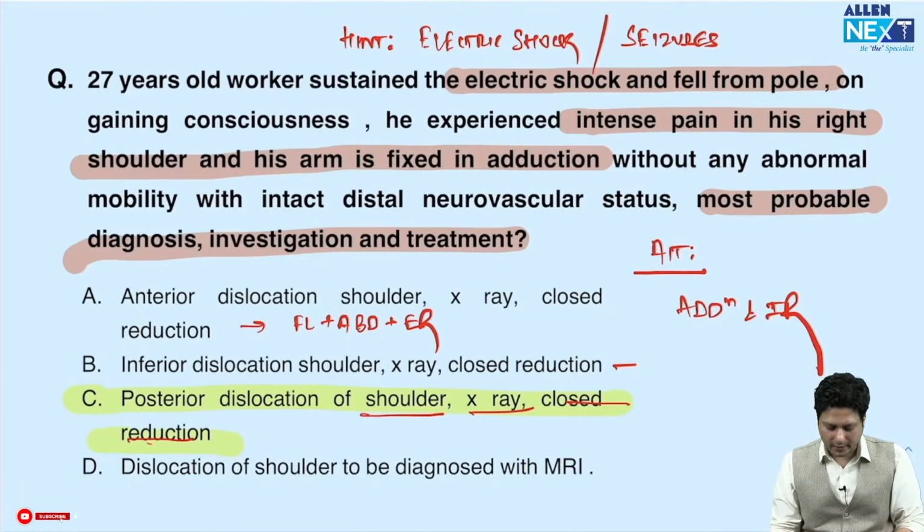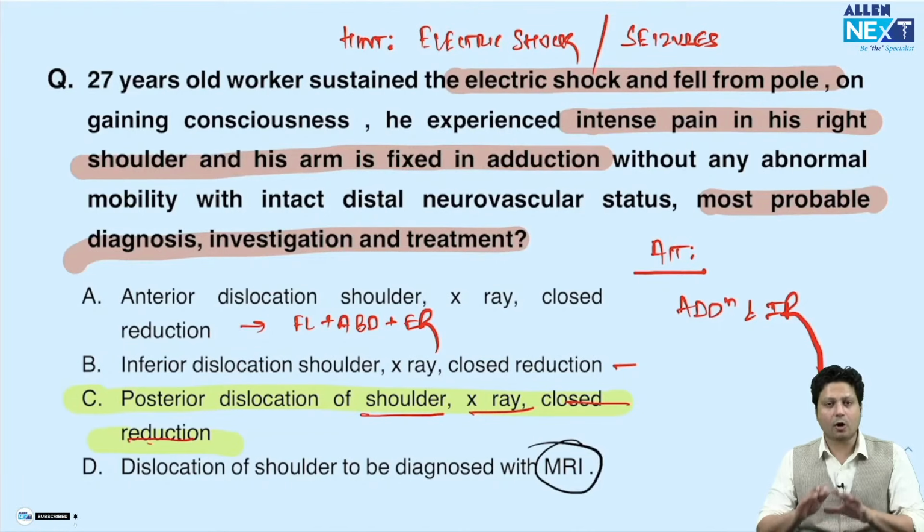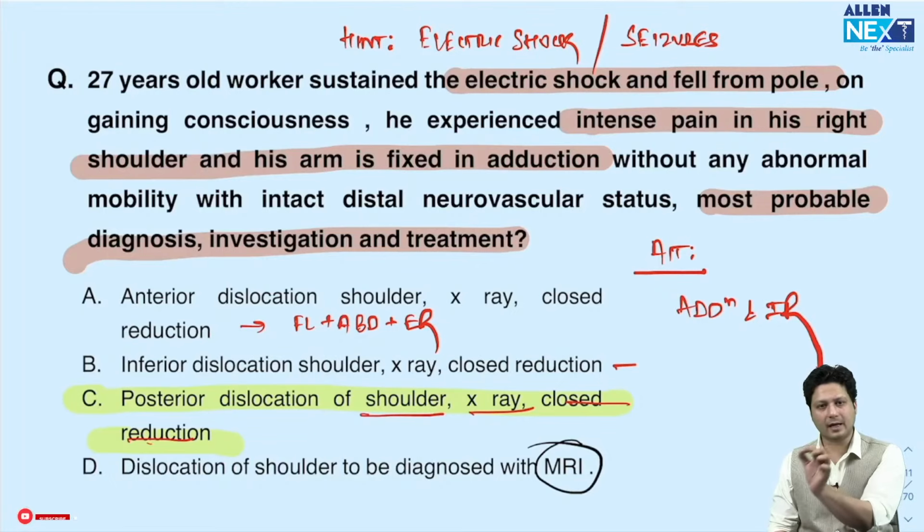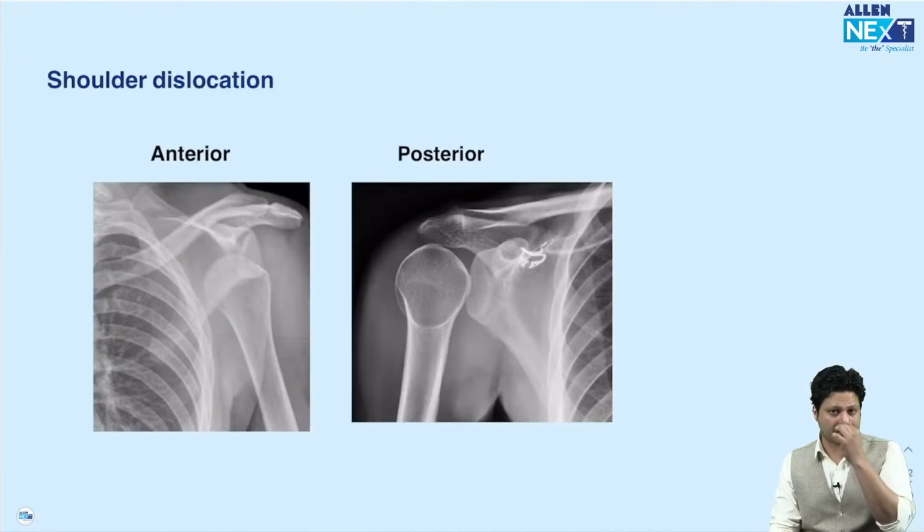Now, next point is dislocation of the shoulder to be diagnosed with the MRI. Obviously not. MRI has to be delayed as much as possible until and unless it is required to get the MRI done to look for the secondary complications. All right. So possibly option C is the best answer.